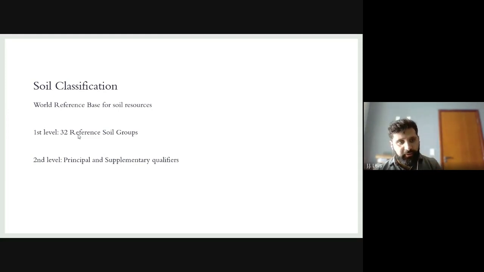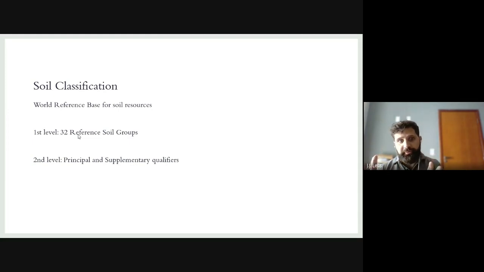And the second level is related to principal and supplementary qualifiers. This second level is additional information that we include to make a better description of the soil. For example, we can have Ferralsols, and Ferralsols are one of these 32 reference soil groups, but Ferralsols can be very different. We can have eutric, dystric, rhodic, chromic, and several other properties.